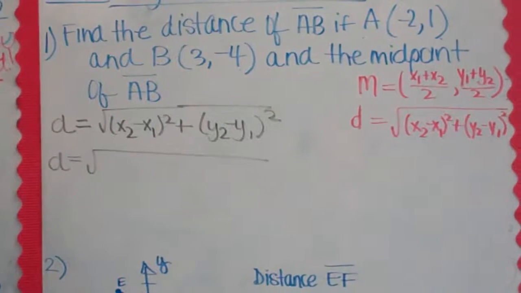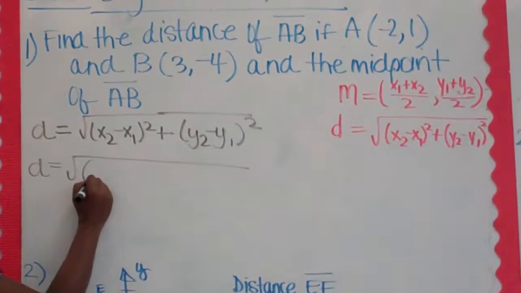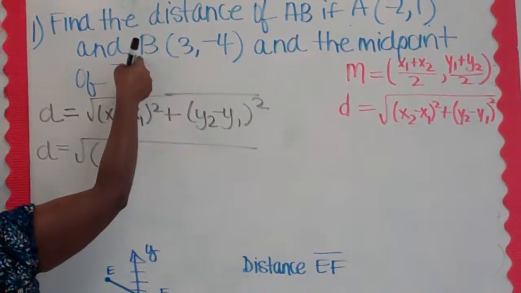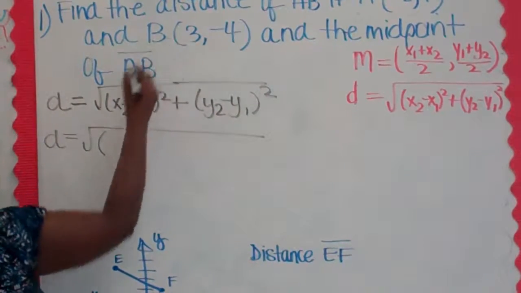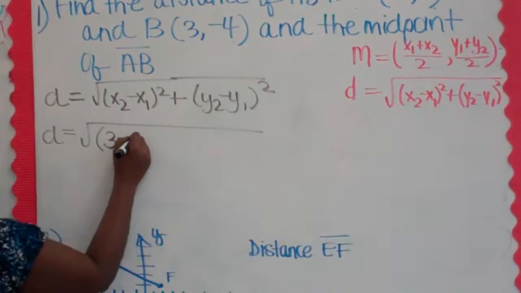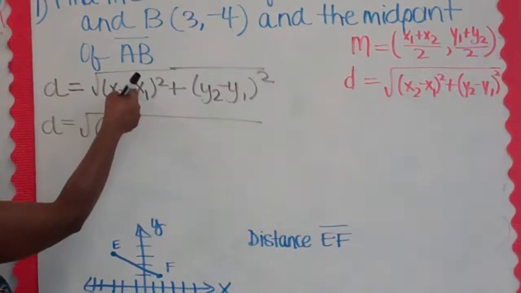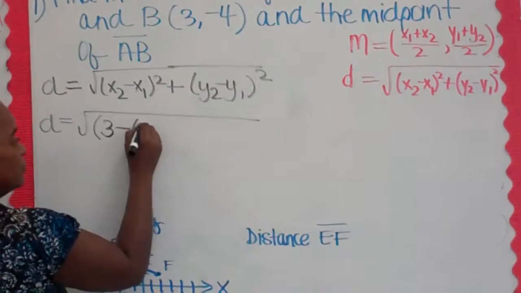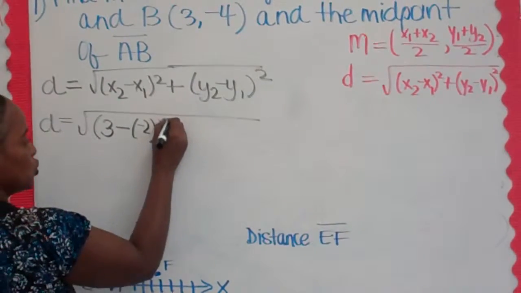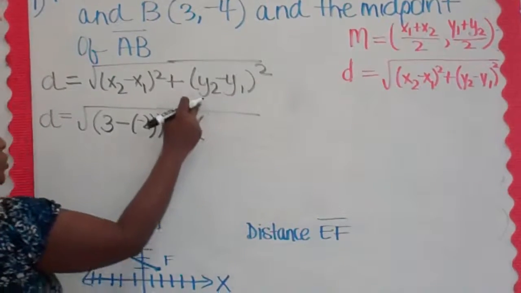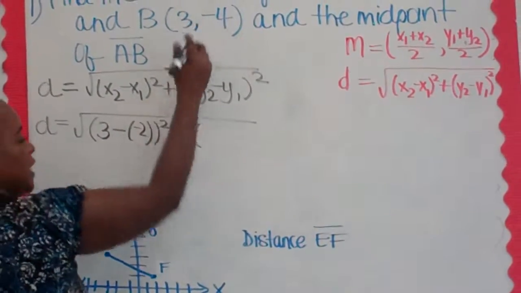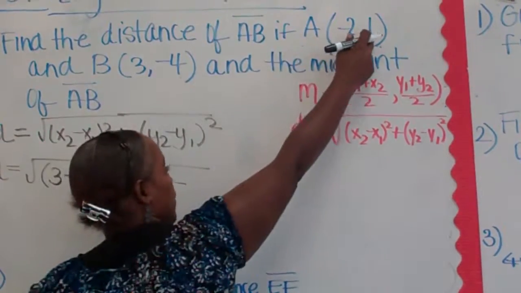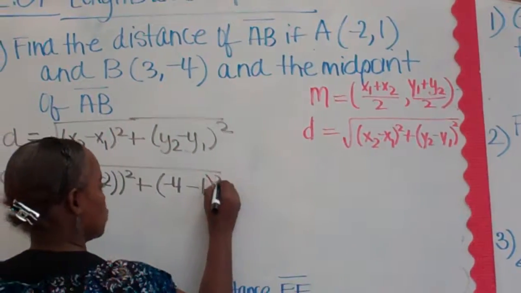So now I'm going to plug those in. Once again, I'm plugging in the x coordinate of the second point. The second point is B, the x coordinate is 3. So 3 minus the x coordinate of the first point. 3 minus a minus 2, squared, plus the y coordinate of the second point is -4, minus the y coordinate of the first point, +1. And I'm going to square that.